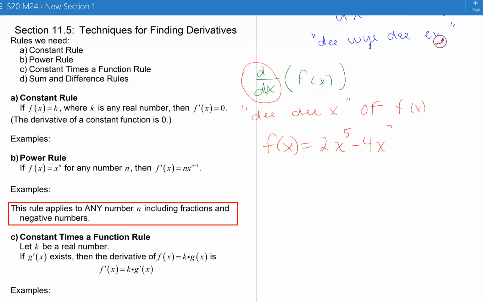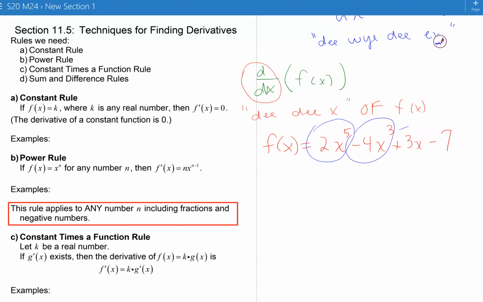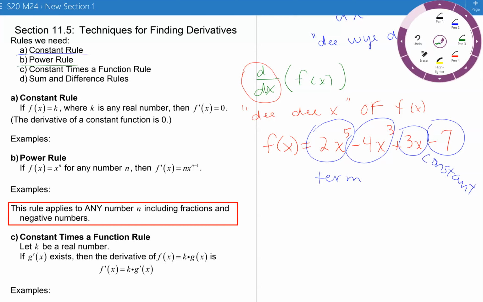So when we're talking about polynomials, let me just write a random polynomial. It has several parts to it, so let's give them their names. Each part that's being added or subtracted is a term. And at the end, if there's a number being added, it's the constant. So the first rule we're going to have is the constant rule. And then you see that the polynomial function is made up of the sum of a bunch of power functions. So the next rule we need is the power rule.